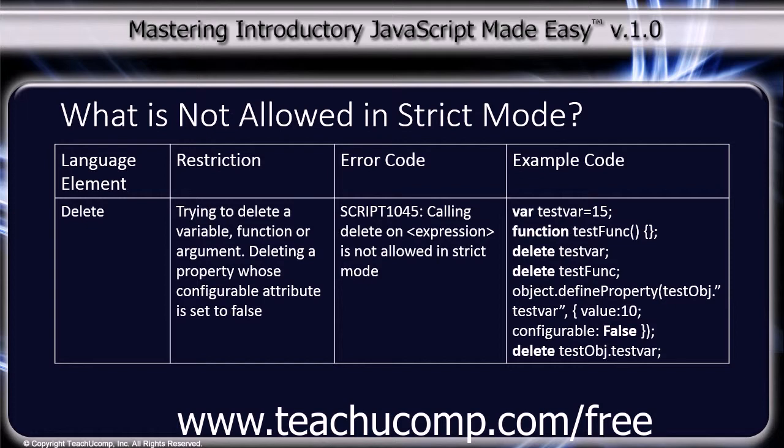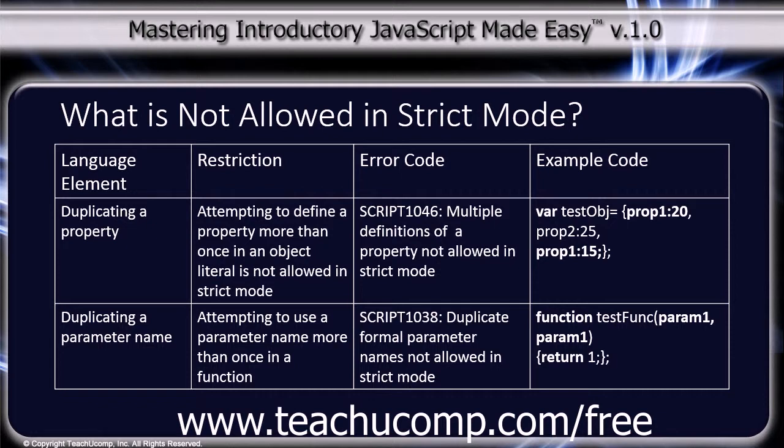Delete is restricted. Trying to delete a variable, function, or argument. Deleting a property whose configurable attribute is set to false. We'll throw the error code script 1045. Calling delete on expression is not allowed in strict mode. And the example code shows delete testvar, delete test function, and delete test object.testvar, all of which are restricted.